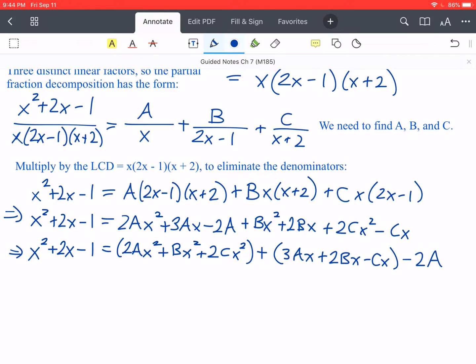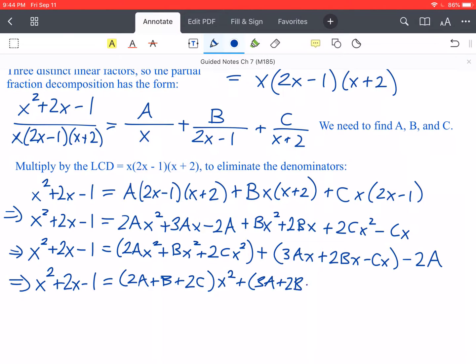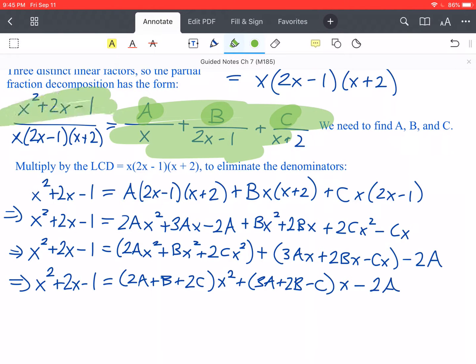And then factor out that common power. So we're left with 2A plus B plus 2C all times x squared plus 3A plus 2B minus C all times x, and then minus 2A. Okay, so we've done a lot of algebraic work here. And remember, our goal is still I want to find A, B, and C, so that I can integrate this function instead of the complicated one.